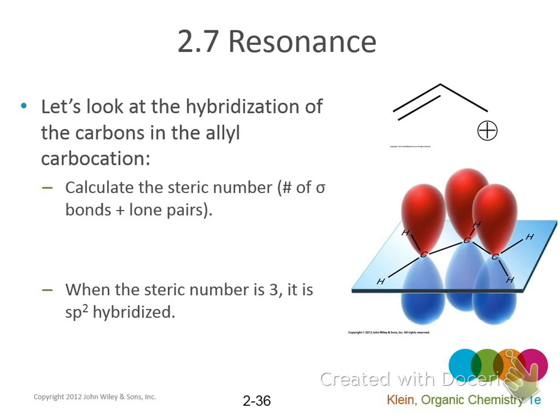So the first thing you have to think to yourself is, oh, oops, I got to fill in the hydrogen. It's missing. So there's 3 groups that are on that atom. So the steric number is 3. That means it's sp2 hybridized, right? So this guy's sp2 hybridized.